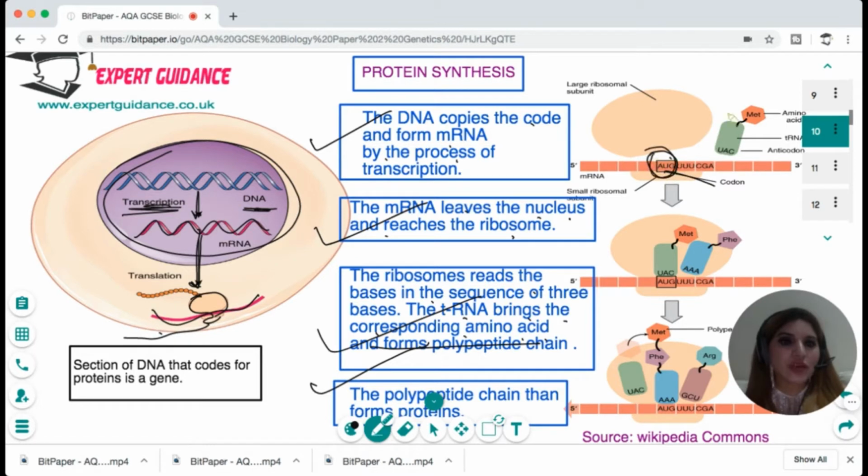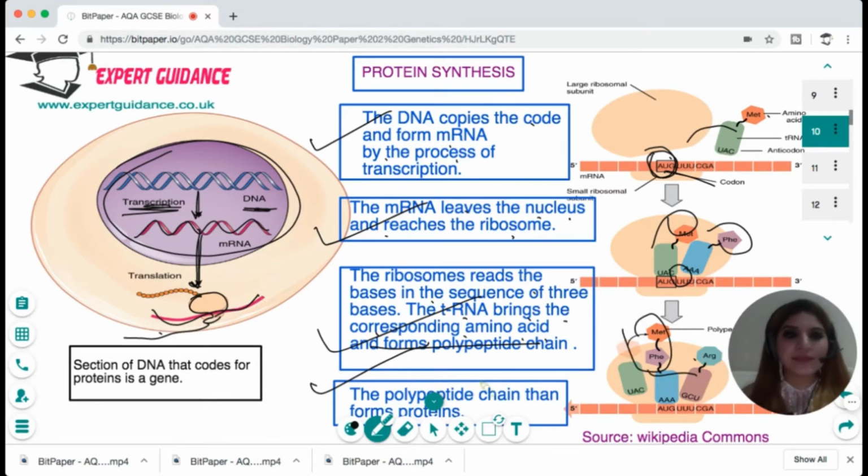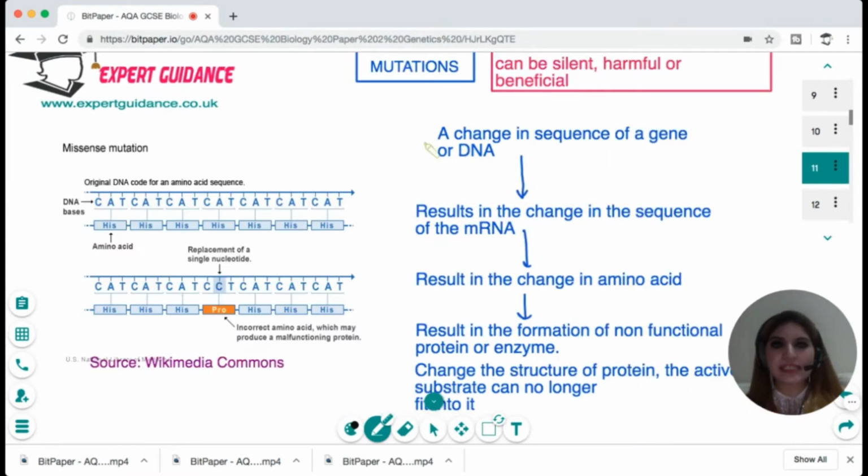AUG corresponds to the code for methionine. So the tRNA brings methionine. Then the next is red, which is for phenylalanine. So phenylalanine comes in, and you can see that the polypeptide chain is growing. In this way, a long chain of amino acids is made by reading these triplets, and these amino acids make a polypeptide, and that gets folded to form proteins and enzymes. Okay, so I hope this concept of protein synthesis is clear to you.